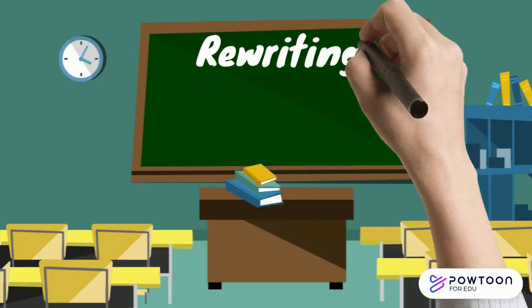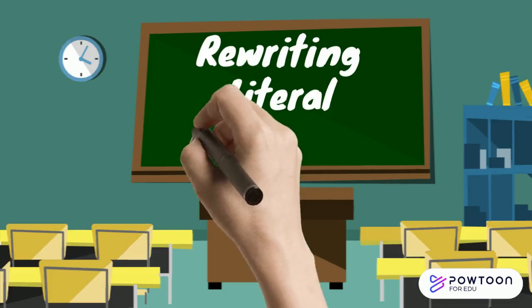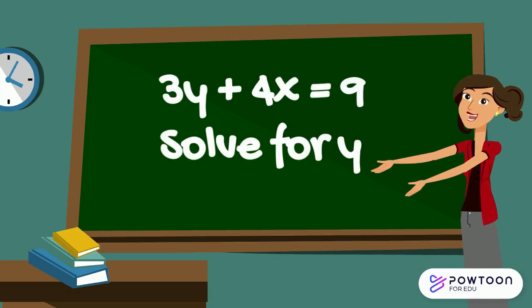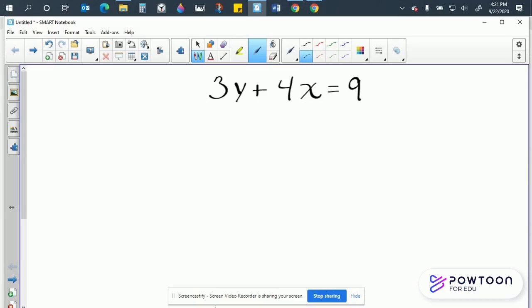Rewriting literal equations. We're going to solve 3y plus 4x equals 9 for y. Okay, to solve this problem for y, we need to solve for this y.